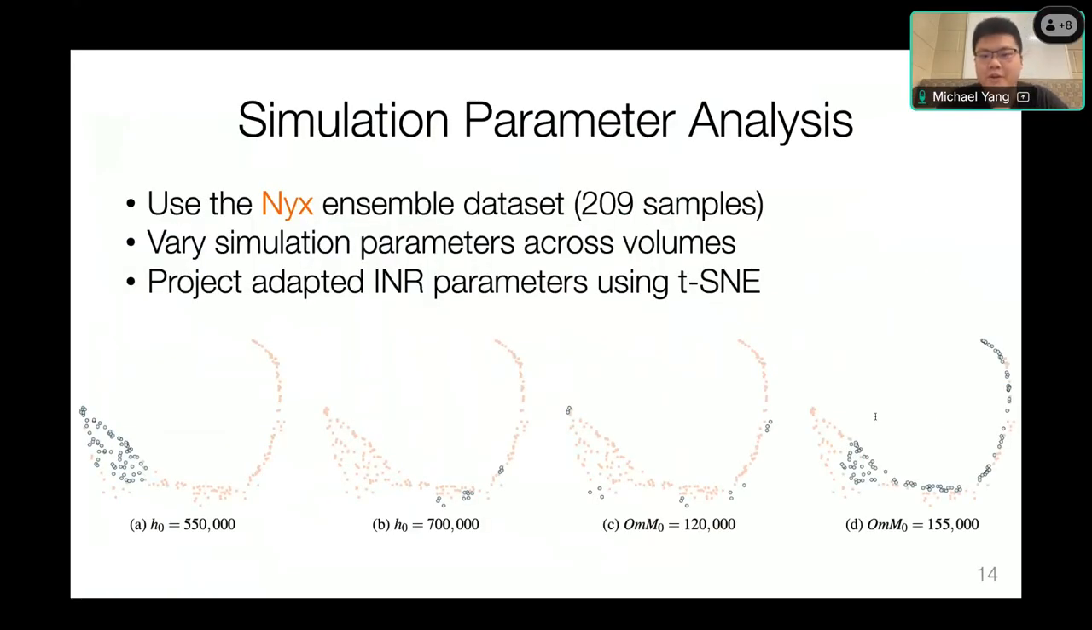So another experiment we did is simulation parameter analysis, where we use t-SNE on the NICS dataset, where simulation parameters vary. For example, meta-INR's adaptive parameter clusters meaningfully demonstrated the differences in different parameters, such as H0, which at a lower value is at the more left region of this curve, whereas if you increase the value, it will be at the middle region. And a similar story can be said about the inner and outer loops for this other parameter as well.